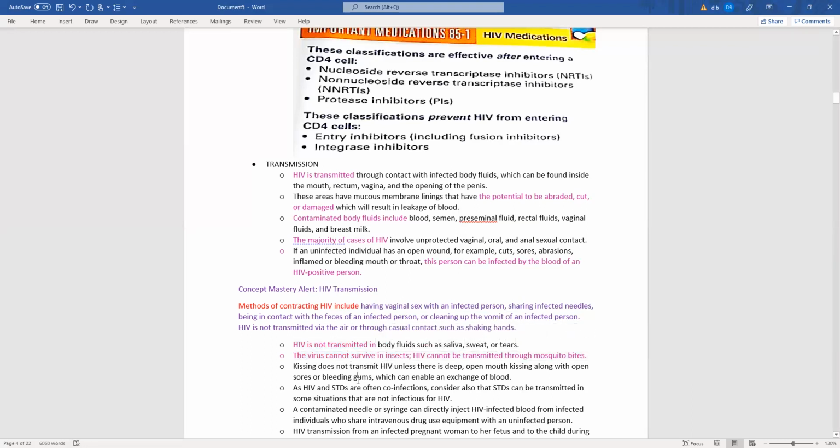Kissing does not transmit HIV unless there is some deep open mouth kissing along with some open sores or bleeding gums, which can enable an exchange of blood.